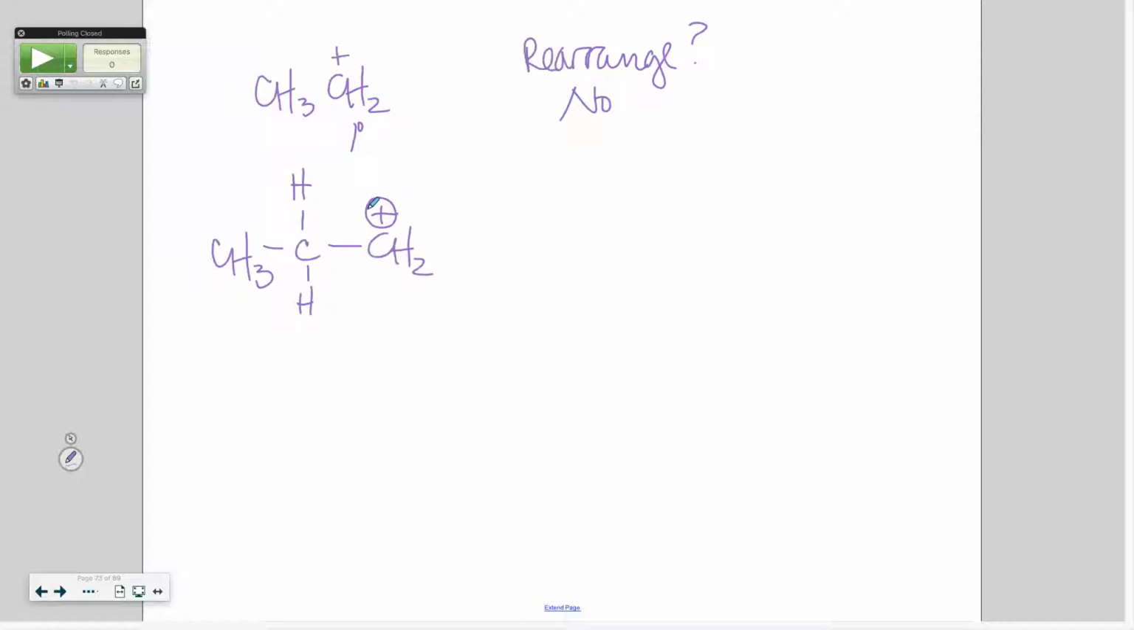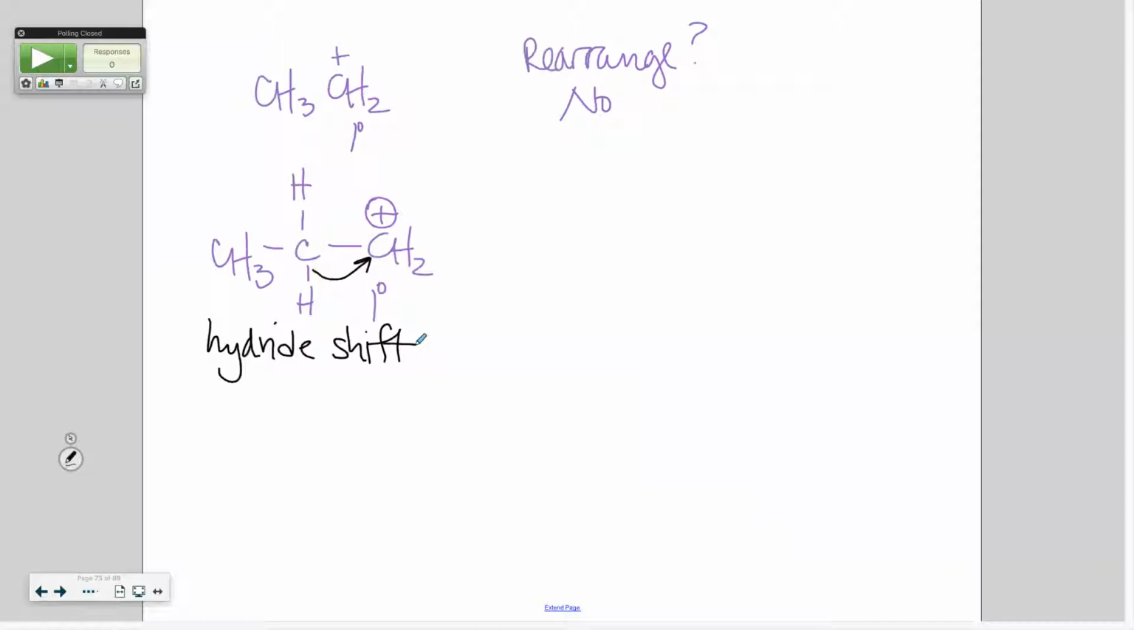How about that one? What kind of carbocation is that one? Primary. Can it become more stable? Yes. Okay, what has to move in order for it to become more stable? One of the hydrogens. It's called a hydride shift because you're moving a hydrogen with its electrons. That's a hydride.